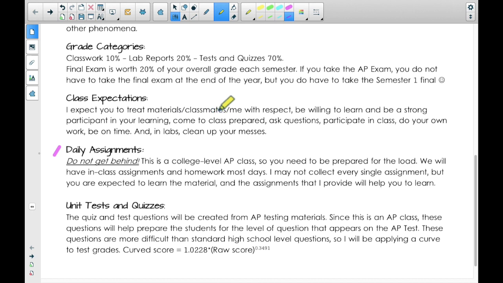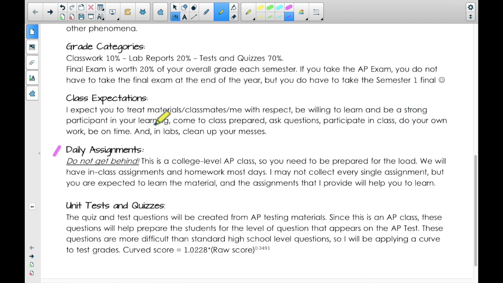Classmates. Please respect your classmates. They have different viewpoints than you do. All of us have different viewpoints, and we need to respect that. And me, I might have different viewpoints than you as well, but I also have a little bit more experience than you do, and I probably have a little bit more knowledge than you do as well. I'm sure there are a lot of ways that you are much smarter than I am, and there are some ways that I have more information than you do. But we're going to treat each other with respect and be willing to learn from each other.